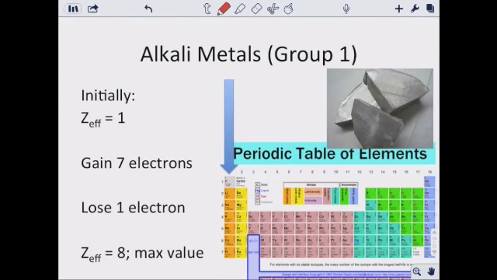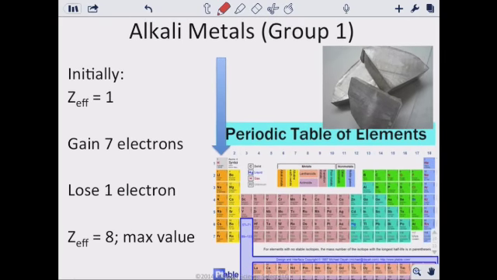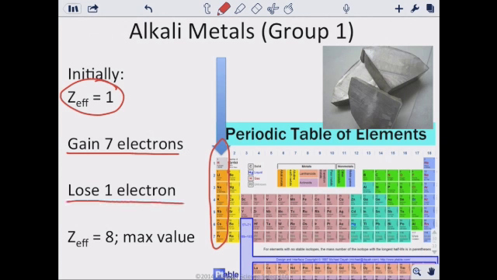So when we look at other groups on the periodic table, essentially everything is trying to become a noble gas. And so if we look at our alkali metals, that's group 1 right here, initially they have an effective nuclear charge of 1. And what they have is a choice: they can either gain 7 electrons or they can lose 1 electron. And by doing this, they'll get a max value of 8.